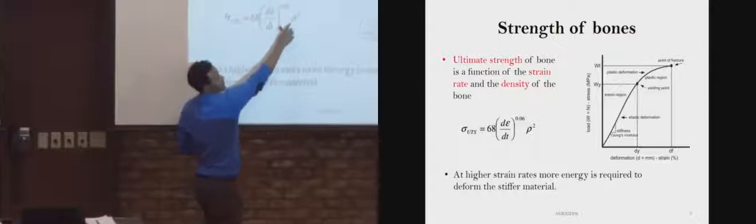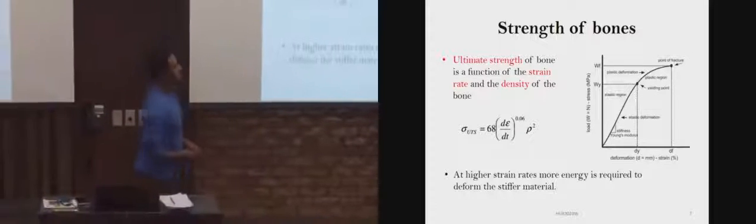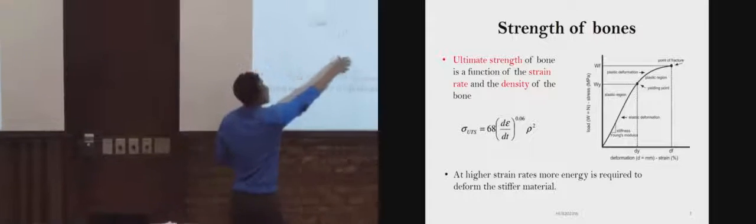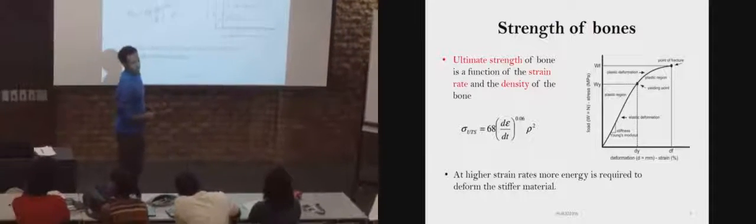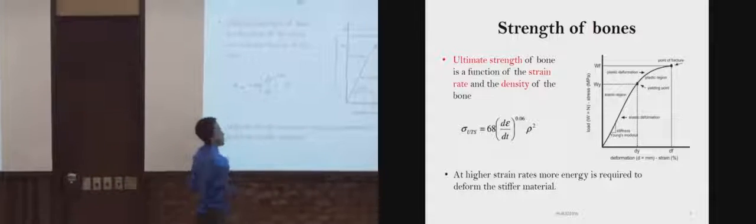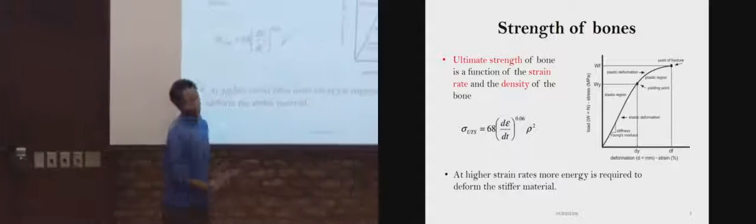And this is the density. ρ squared is the density, or we call it rho. So this is the ultimate tensile strength, which is the point of fracture, or the maximum load. And it is highly proportional to density, and less proportional to the strain rate.